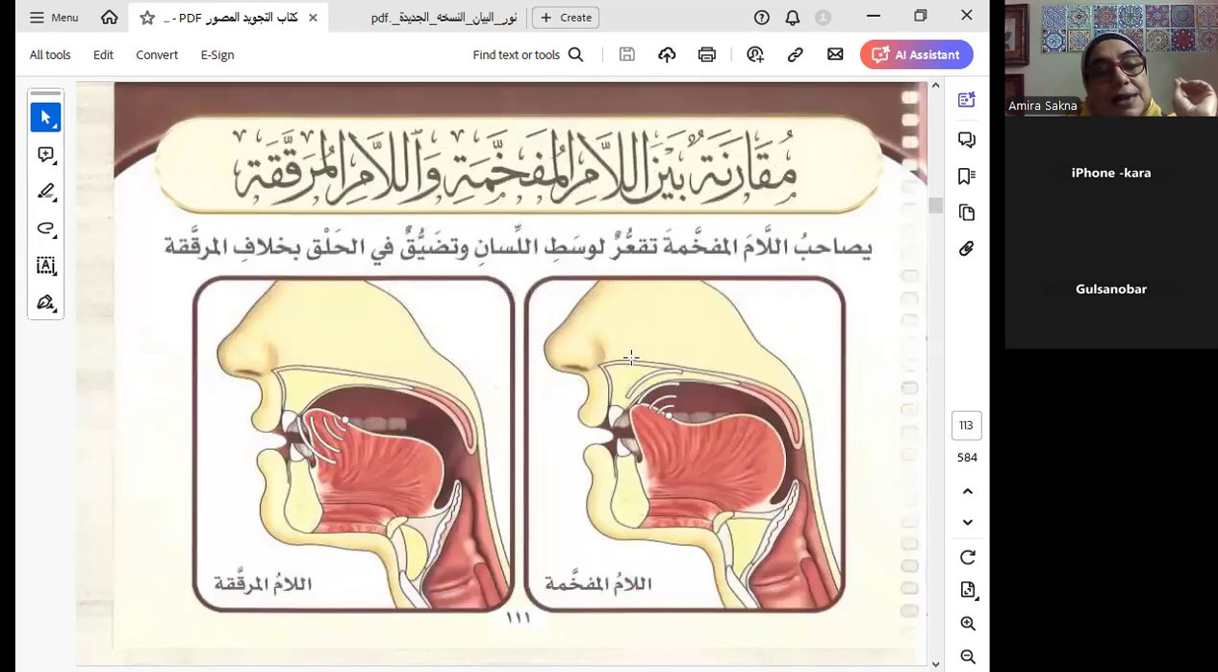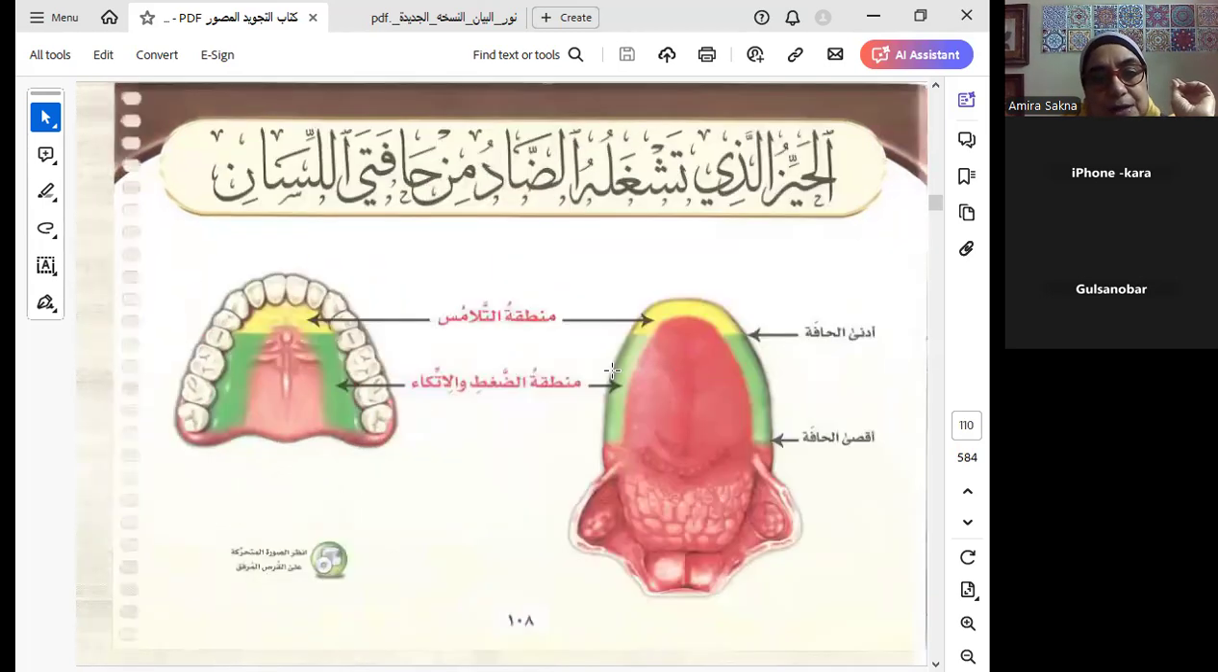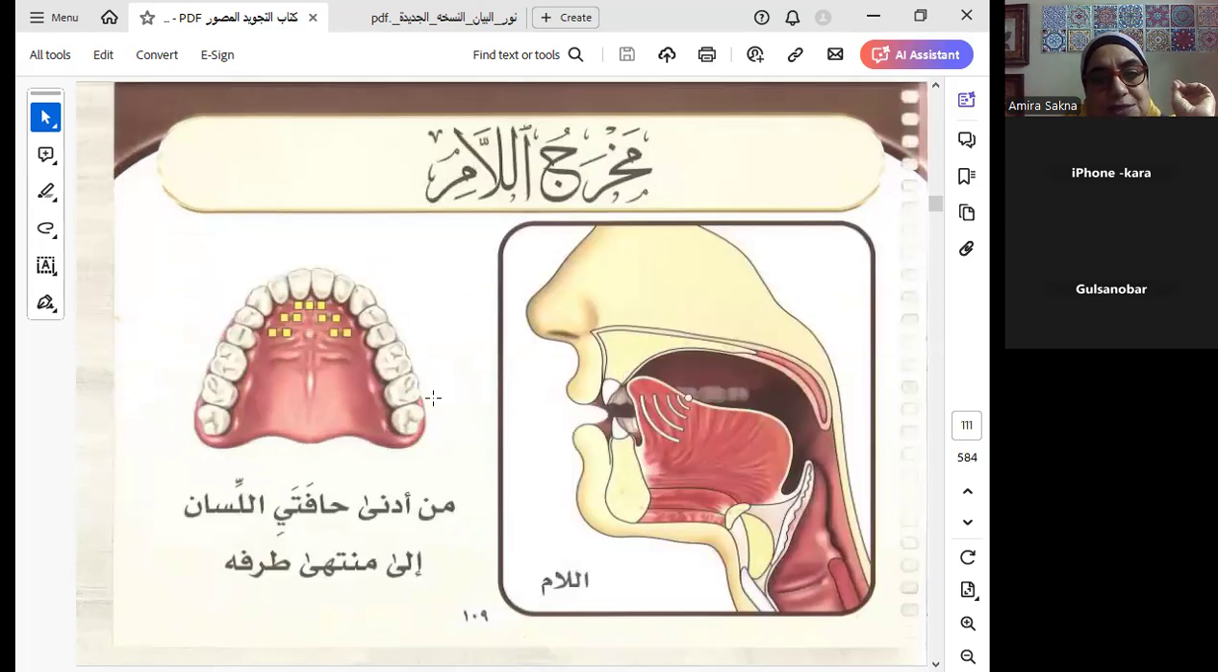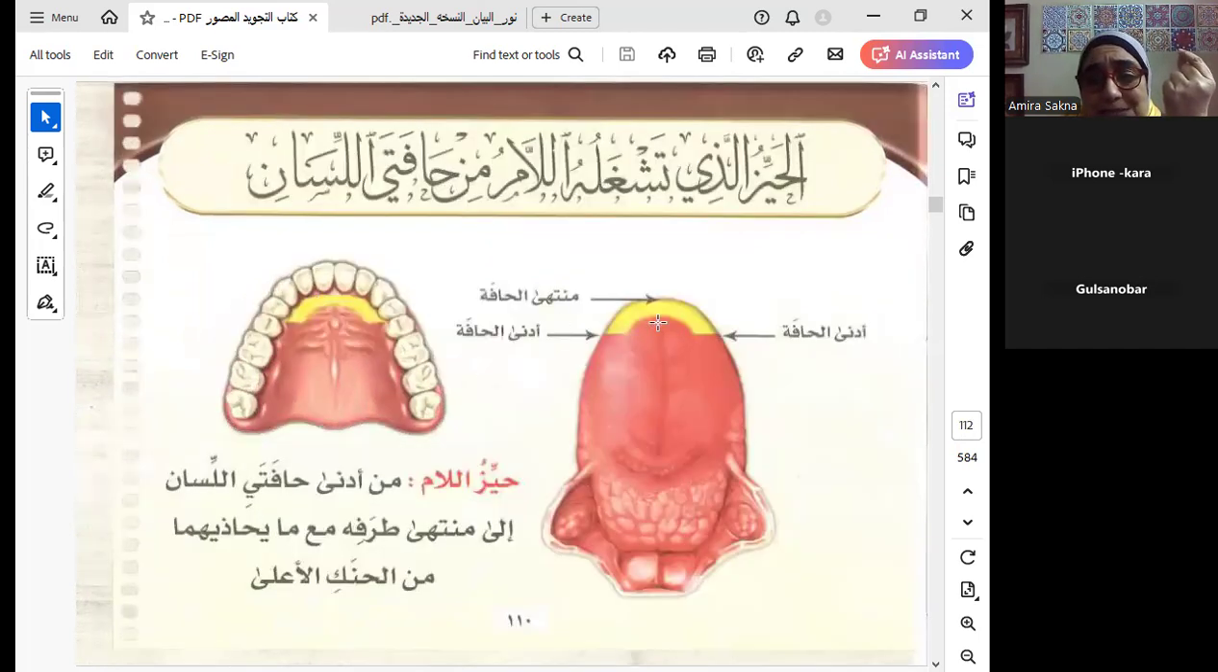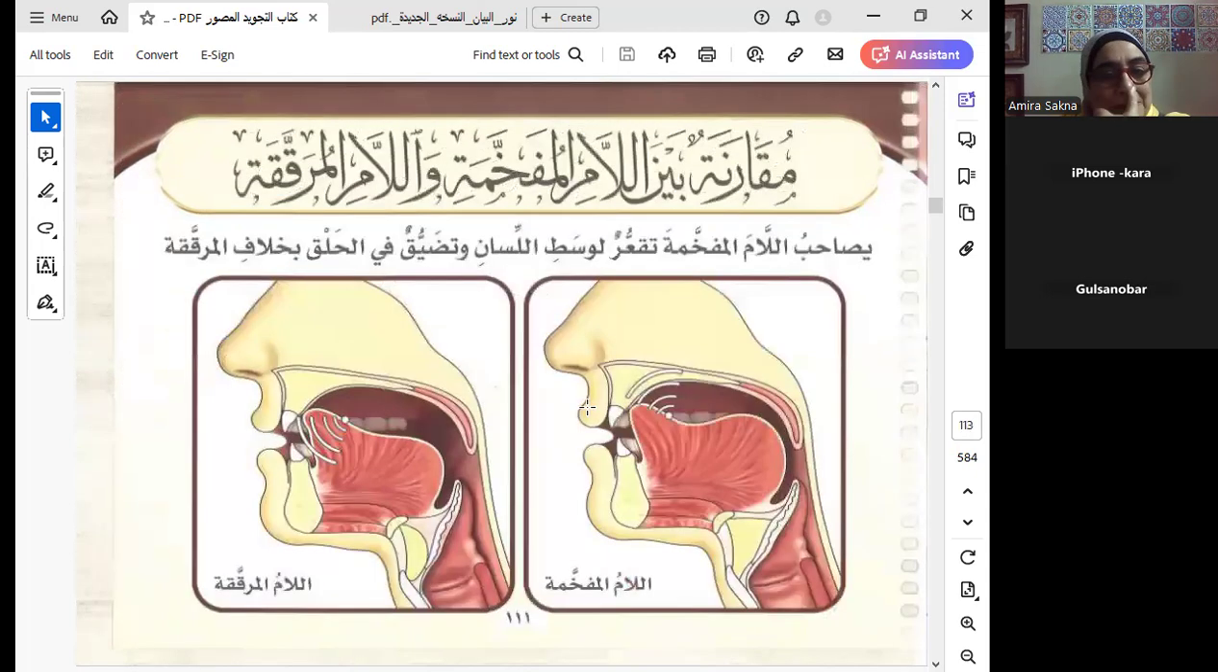Okay. Let's see, this is the shape of the tongue when we pronounce the lam. Only the edge, from the ear to the tip of the edge. Only this, not more. Do not make it from here or here, or make this bigger. This is wrong.